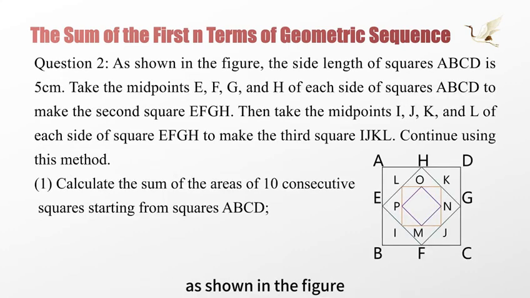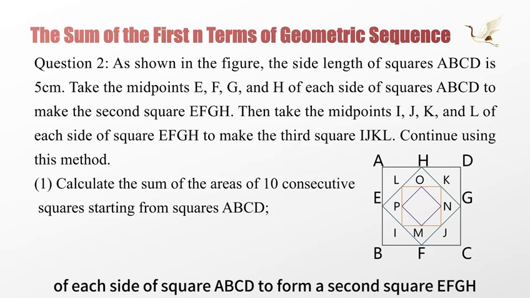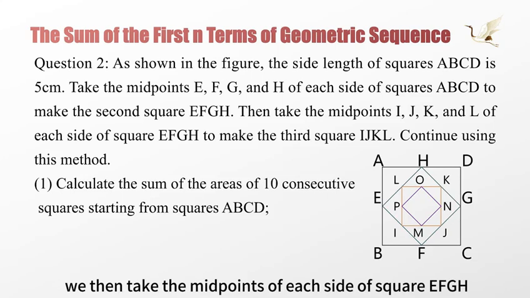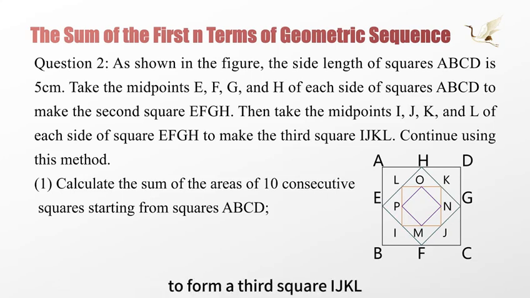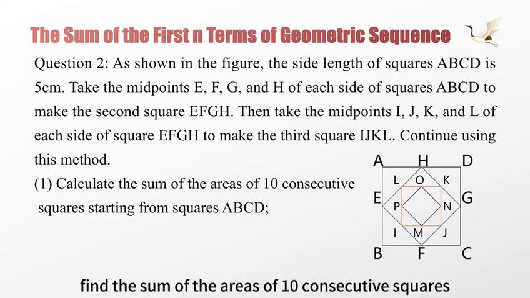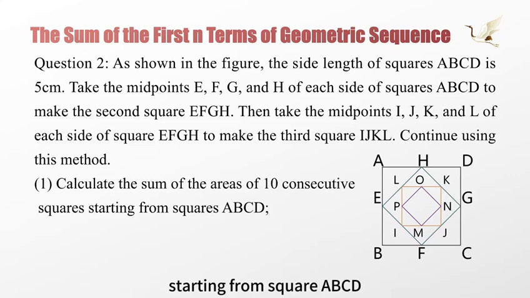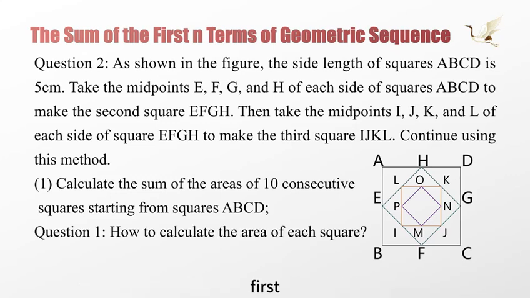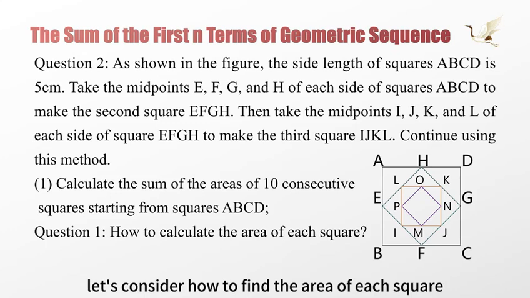As shown in the figure, in a square ABCD with side length 5, take the midpoints E, F, G, H of each side of square ABCD to form a second square EFGH. We then take the midpoints of each side of square EFGH to form a third square, IJKL. Continue this method. For the first question, find the sum of the areas of 10 consecutive squares starting from square ABCD.